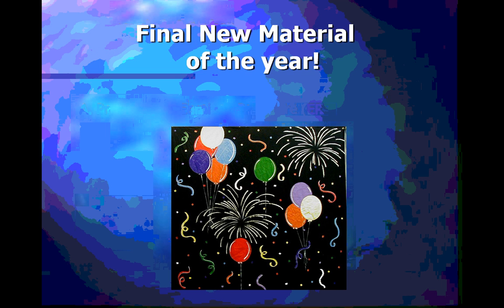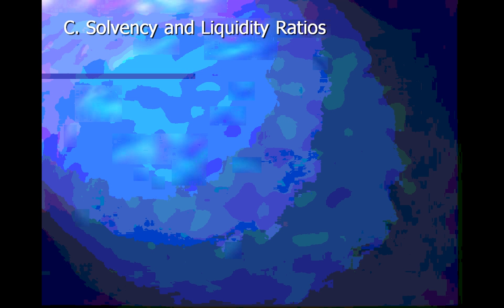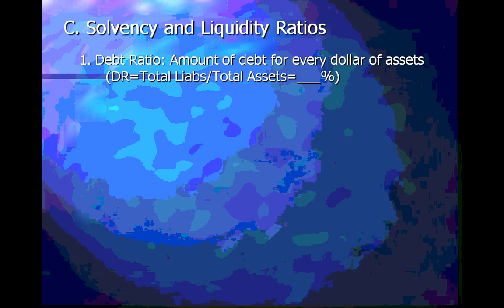All right, last material of the year. Here we go. When you look at financial statements, you want to look at various solvency ratios. So if you look at the debt ratio, this is simply the amount of debt for every dollar of assets that a company has.